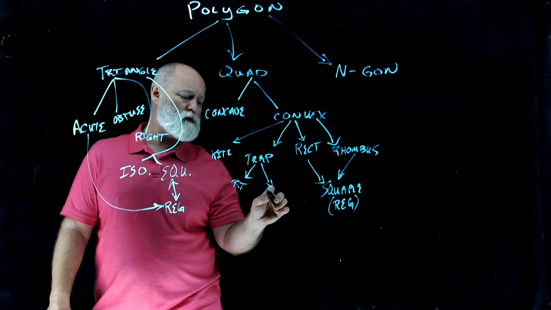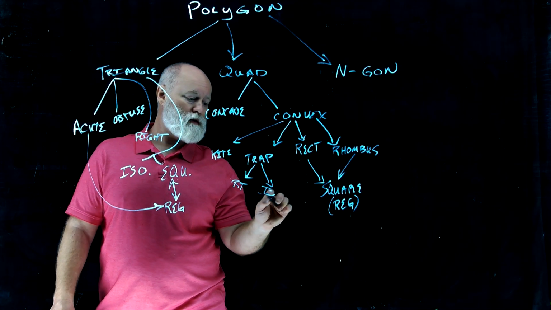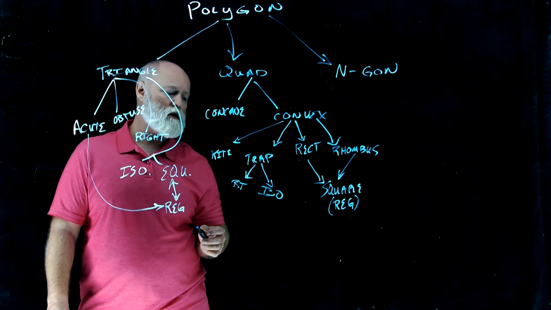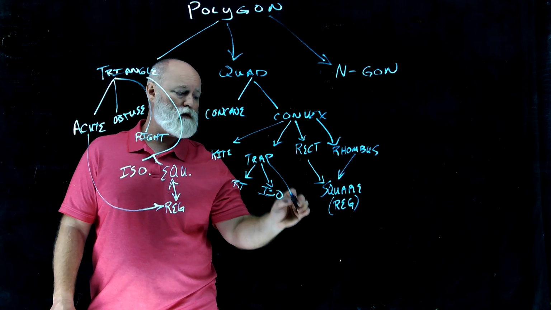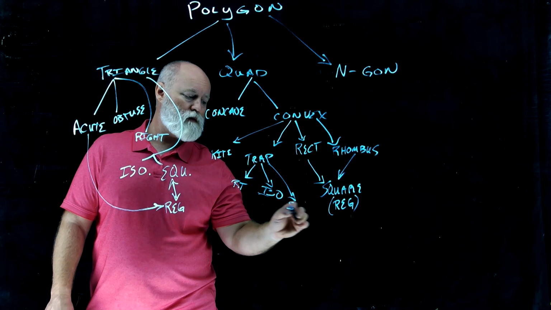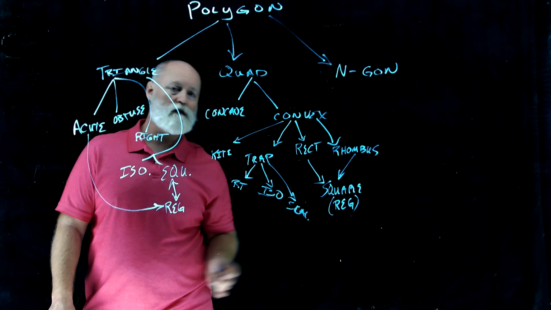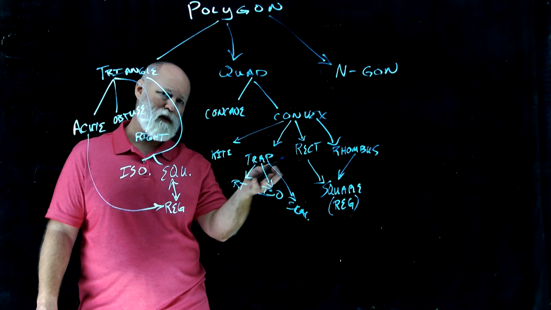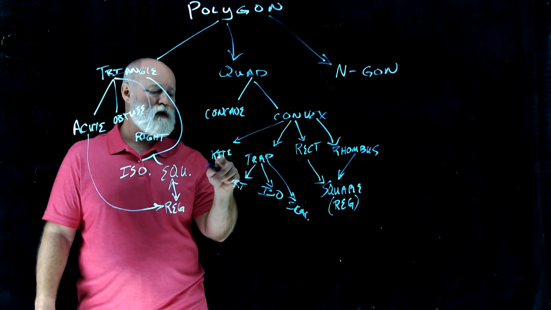We have trapezoids that are isosceles, which means that the two legs of the trapezoid are congruent to each other. And then you have a scalene trapezoid, which simply means that none of the sides are equal, but the two bases would still be parallel to each other. And then you have a kite.